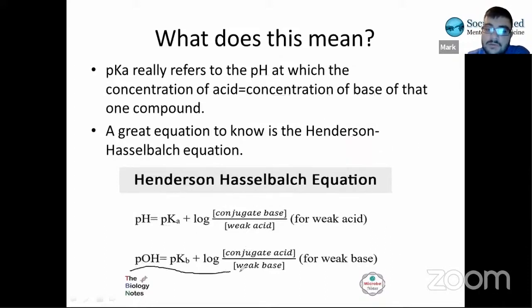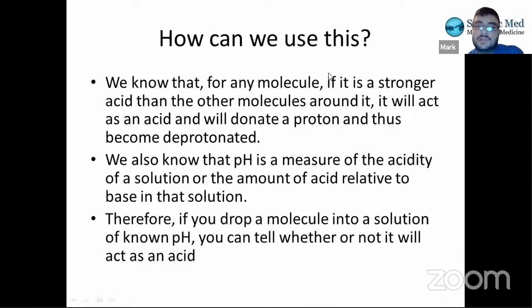And the same thing can apply for these, but like I mentioned, you don't really see this. And this just uses pKb, pOH, and the acid and base are flipped. Notice that, and keep track of that. So how can we use all this information? We know that for any molecule, if it is a stronger acid than the other molecules around it, it will act as an acid and will donate a proton and thus become deprotonated.